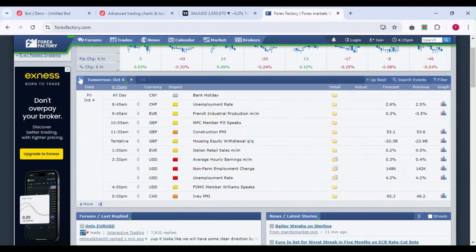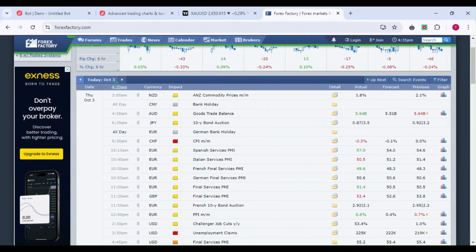When I go back to today, let's just talk about today. You can see the actual showing a green color, and the forecast showing a black color. The data, I'm talking of the data, the black color, and the previous one shows black and red. So basically, Forex Factory shows these different impacts using colors.